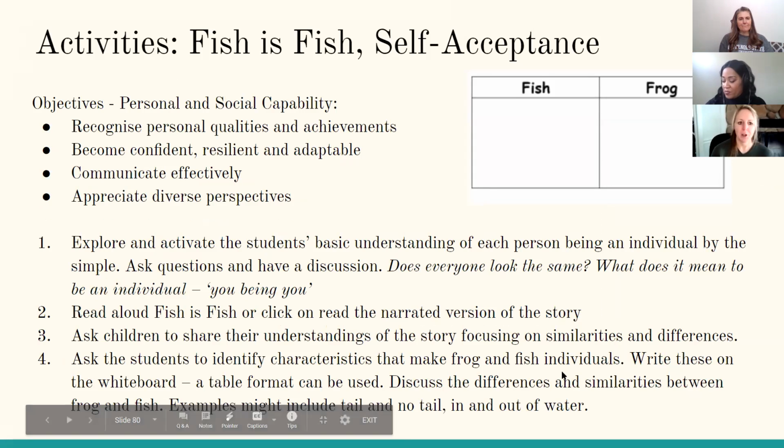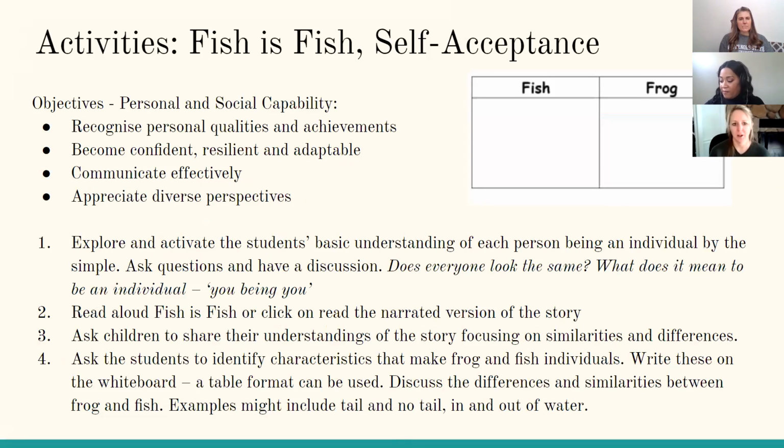This activity is called Fish is Fish. It's about self-acceptance. It teaches how to recognize personal qualities and achievements, appreciate diverse perspectives, and communicate. You explore students' basic understanding of each person. You can ask questions like, does everyone look the same? What does it mean to be an individual? And then you read this book called Fish is Fish, and ask children to share their understanding of the story, focusing on similarities and differences.